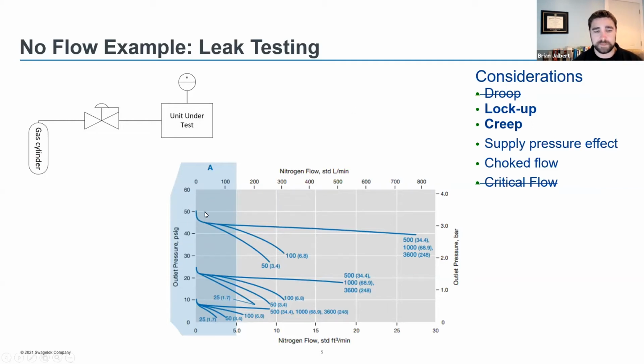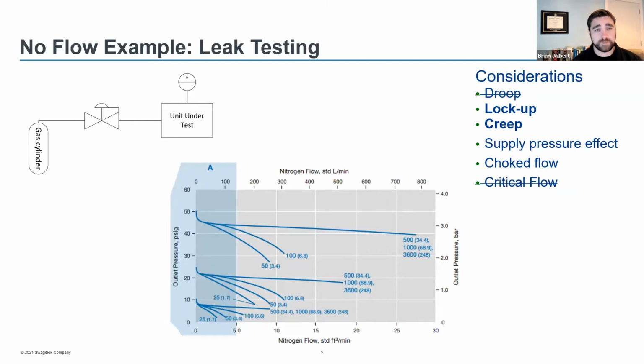Also, your higher Cv regulators are going to have more lockup pressure. So right up here, where that spike is when the flow stops and the leak test is actually being performed, it's going to be higher with the larger Cv regulator. So when you're leak testing, sometimes it's a great idea just to go a little bit smaller.